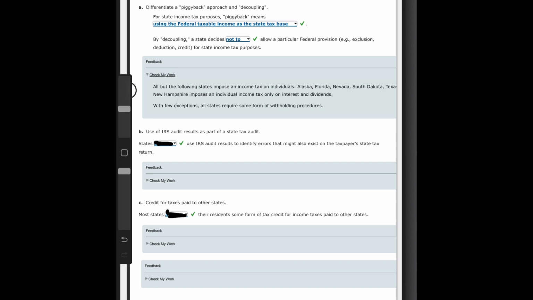All the following states impose income tax on individuals, and here's some states. New Hampshire imposes an individual income tax only on interest and dividends. With few exceptions, all states require some form of withholding procedures. Use of IRS audit results as part of state tax audit. States often use IRS audit results to identify errors that might also exist on taxpayers' state tax returns. Credit for taxes paid to other states. Most states allow their residents some form of tax credit for income taxes paid to other states.